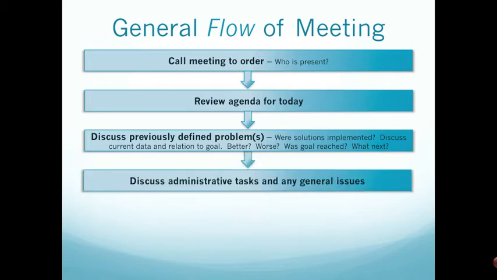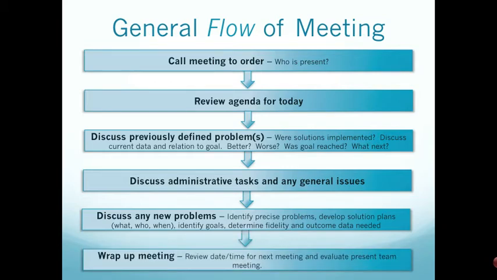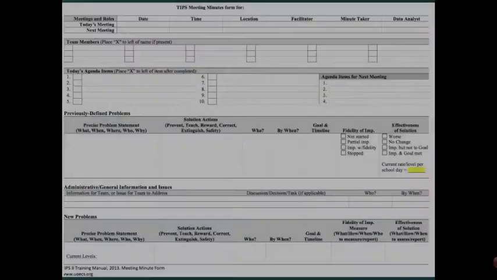We then move into talking about just general tasks and issues and administrative items. We then transition to talking about any new potential problems by identifying the precise problem statement, developing a solution plan, identifying the goals and data we need to gather. And then finally we wrap up the meeting by calling attention to the date and time of our next scheduled meeting and then evaluating our present meeting.